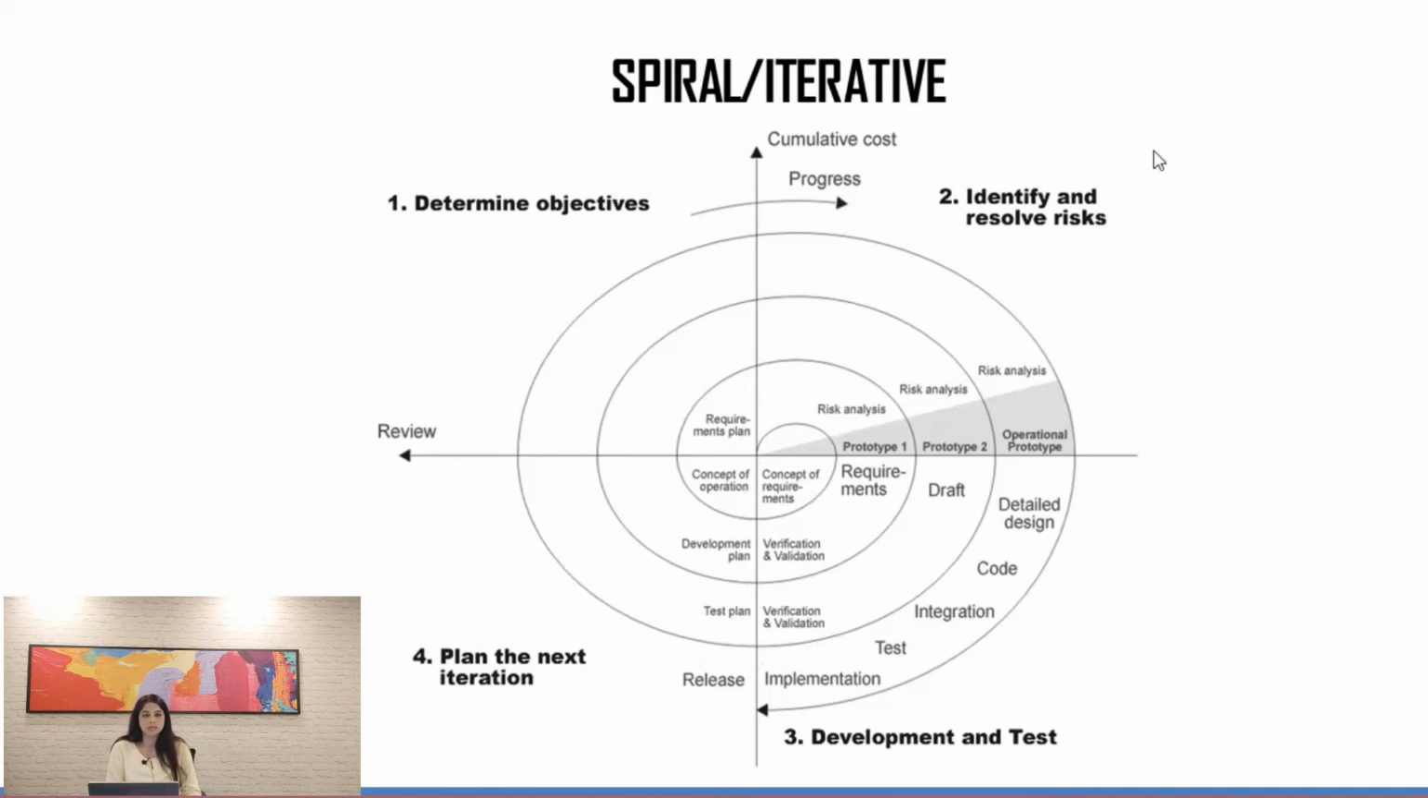So all the steps of SDLC are performed here as well, but we are dividing them into 4 different phases: 1, 2, 3 and 4. First is requirement gathering and design, second is risk analysis, third is coding and testing, and fourth is planning for the next iteration. That's how this model is different from all earlier models which we have studied, waterfall and V.